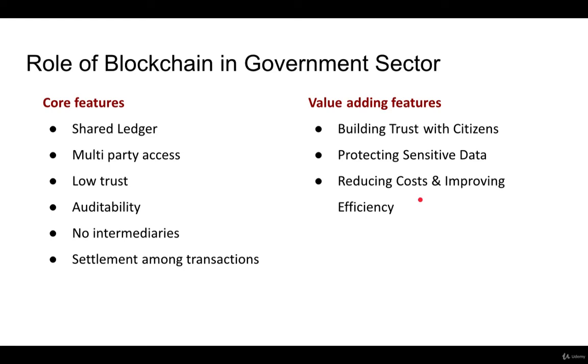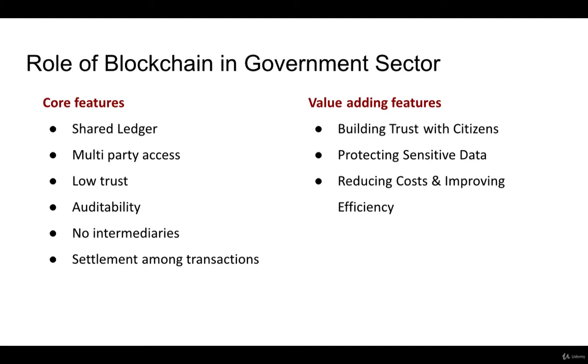Another value added feature of using blockchain in the government sector is reducing costs and improving efficiency. Reducing costs in terms of involving third parties in carrying out activities, and with data being available across all departments through the blockchain, multiple redundant records are not required. So the processes are streamlined. There is no audit burden. There is increased security and integrity because the same data is at every place.